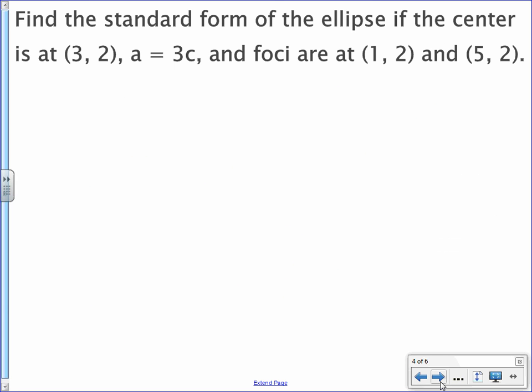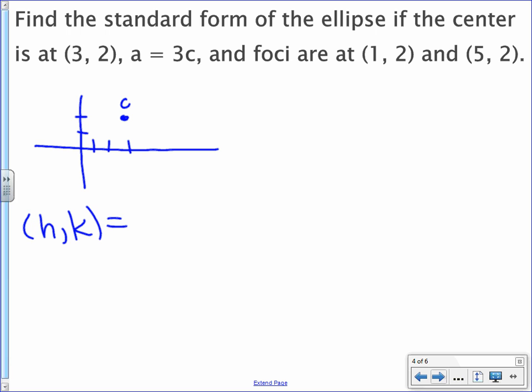Third example. Our ellipse has a center of (3, 2), A equals 3C, and the foci are (1, 2) and (5, 2). All right, so here's our center. Since they gave us our center, I'm going to go ahead and make a note that (h, k) is (3, 2). All right, A equals 3C. We'll wait to use that information. And then our foci are at (1, 2) and (5, 2).